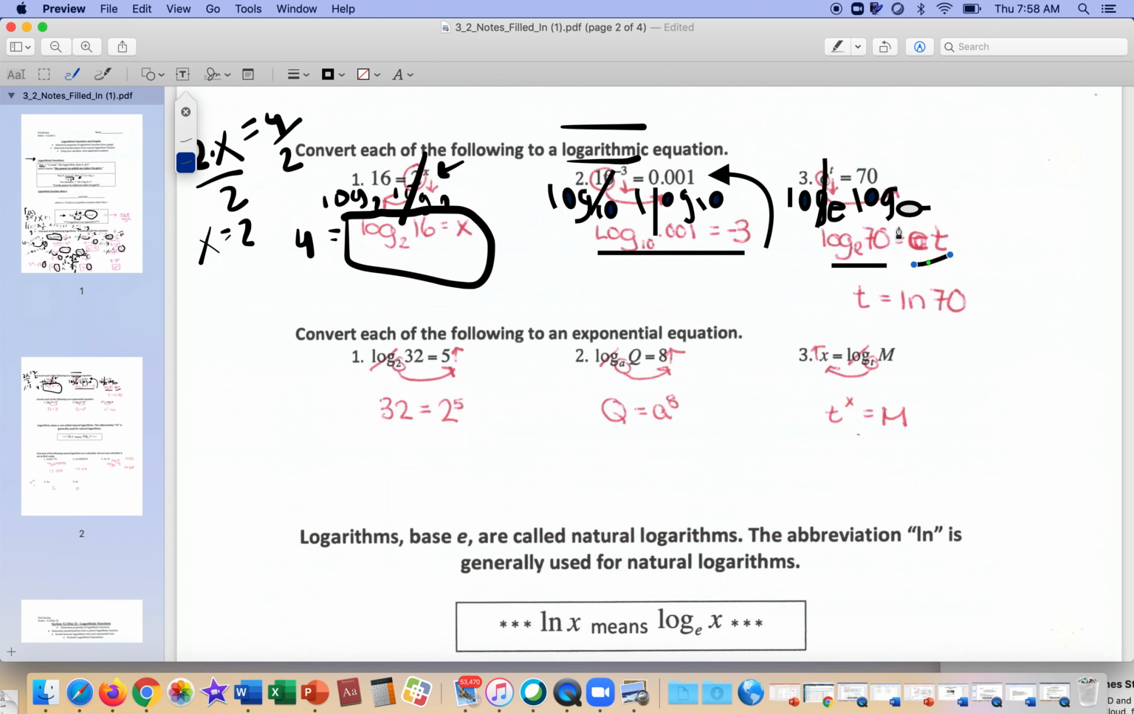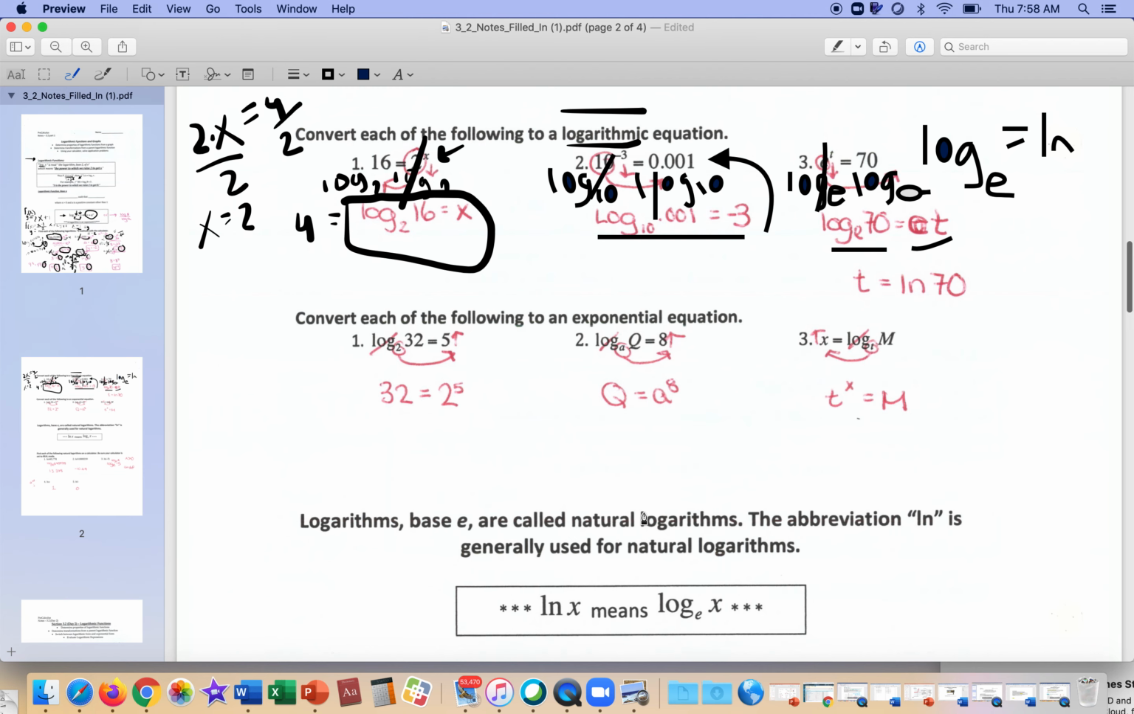And that's logarithmic form. Now, when you see log base e, that's the same thing as natural log. So if you want to replace log base e with ln, or ln with log base e, go for it. I like to work with the quote-unquote word log.